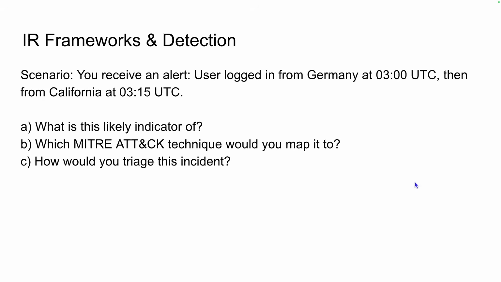Scenario, you receive an alert, user logged in from Germany at 3, then from California at 3:15. This is an impossible travel for sure. So it says, what is this likely an indicator of? Impossible travel. Which MITRE attack technique would you map it to? Would you triage this incident? I would contact the user, see whether or not they actually are traveling. Obviously they're not, because it can't be possible for them to log in from Germany at 3 o'clock and then California at 3:15. I would see if they're using some kind of a VPN or a remote connection somewhere. I would then go ahead and block off the user.